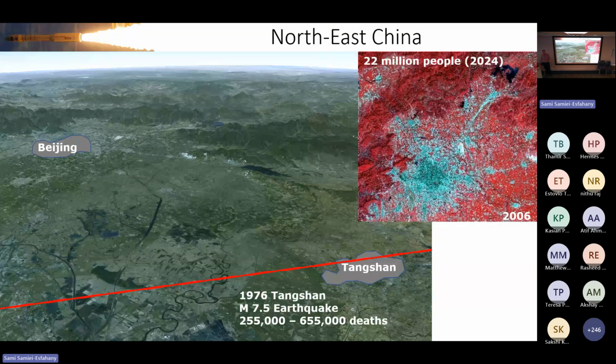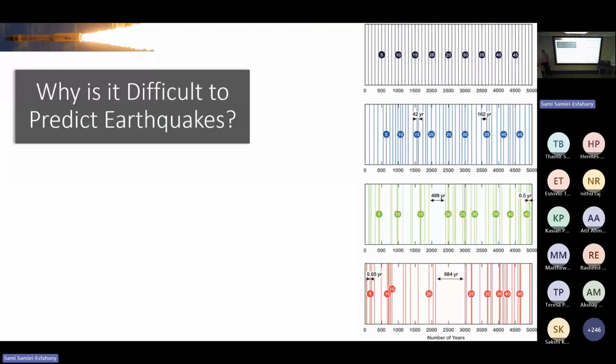So these are all drivers to try and improve our understanding of the deformation of the crust, where are these faults, and looking at the hazard. So why is it so difficult to predict earthquakes?